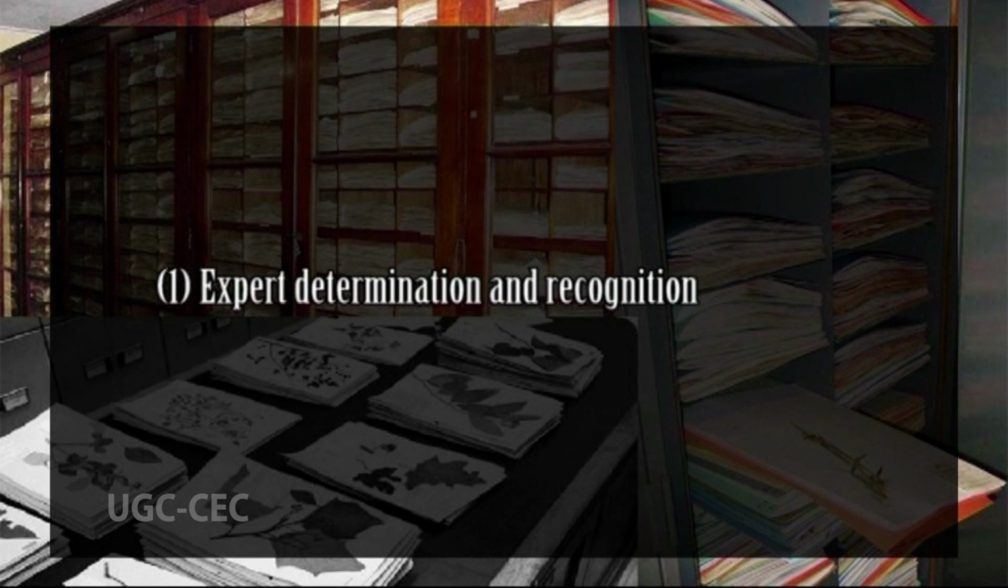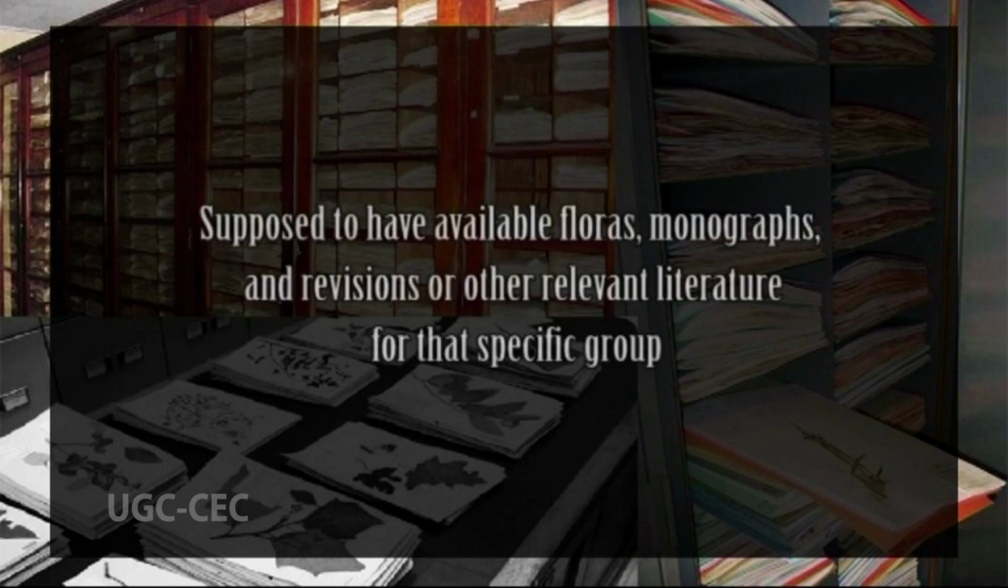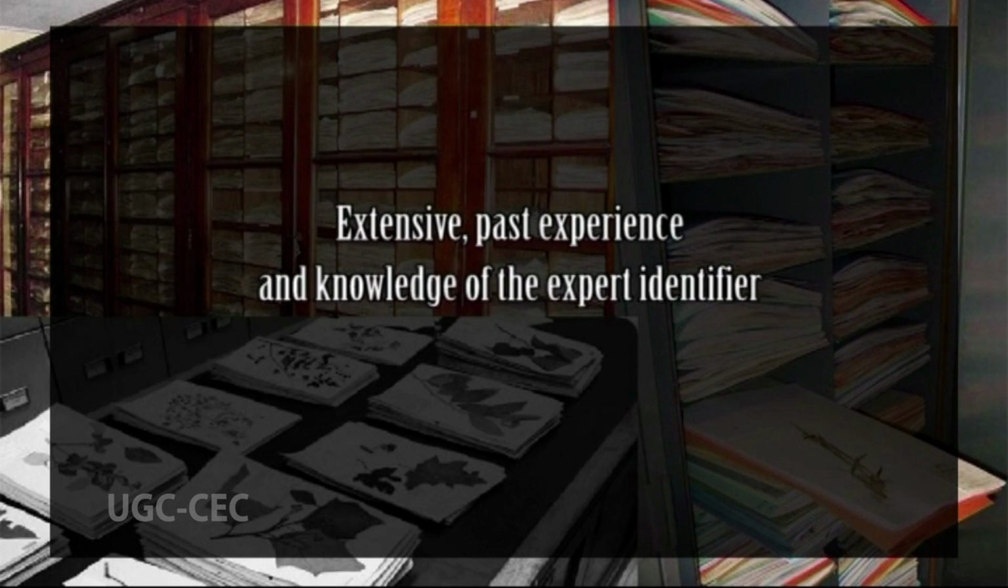The first is expert determination and recognition. It is the most reliable and accurate method of identification, provided the time and availability of the expert is not a constraint. For an expert to identify a specific group of plants, he or she is supposed to have available floras, monographs and revisions and other relevant literature for that specific group. The expert recognition and identification reliability is based on extensive past experience and knowledge of the expert identifier with the plant group in question. In some groups, this is virtually impossible.